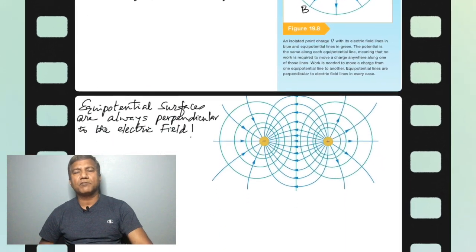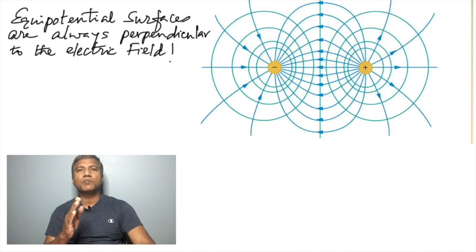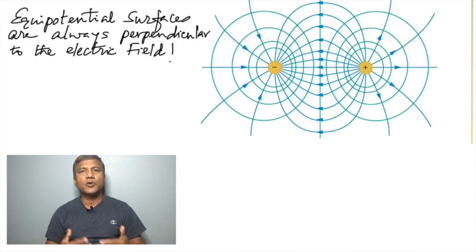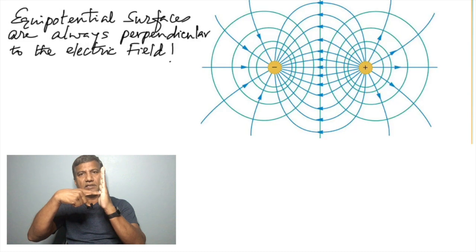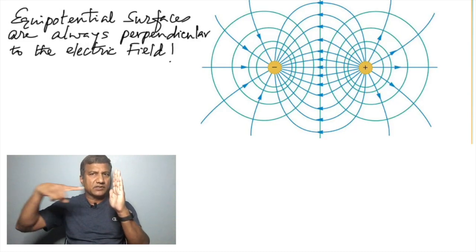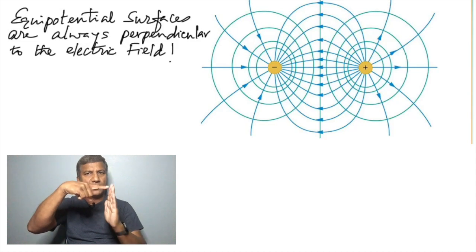Another very important point is that equipotential surfaces are always perpendicular to the field lines. Equipotential surfaces are always at right angles to the field lines. So if you know that the electric field at a certain point is this way, for sure the equipotential surface at that point would be at right angles.